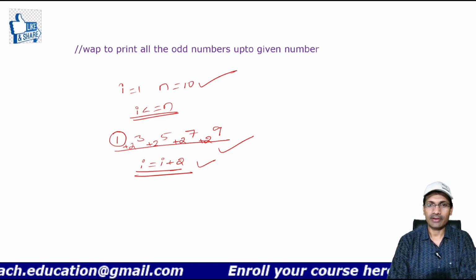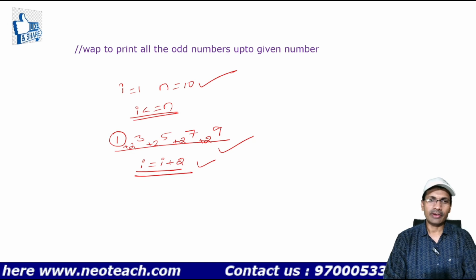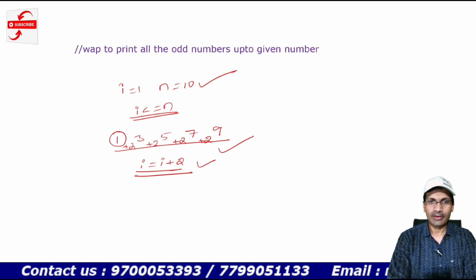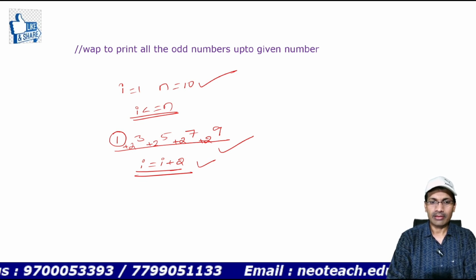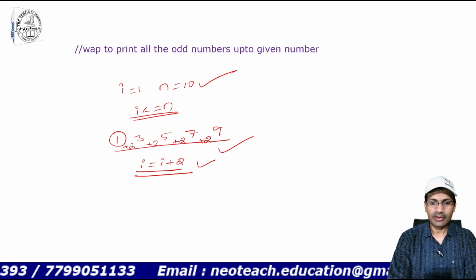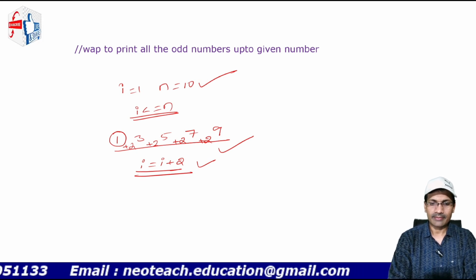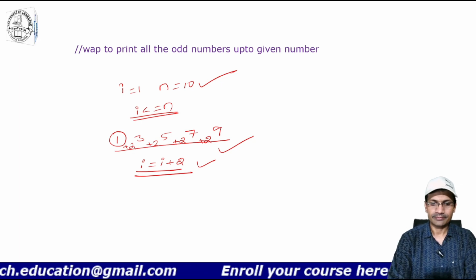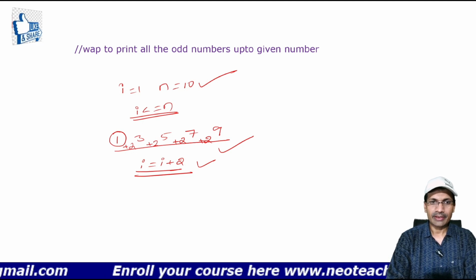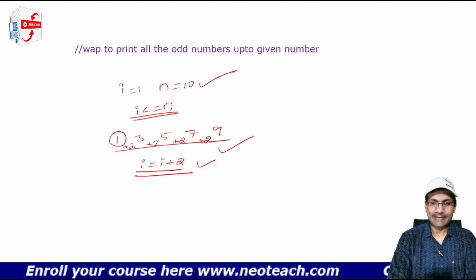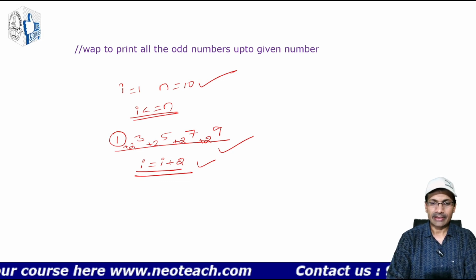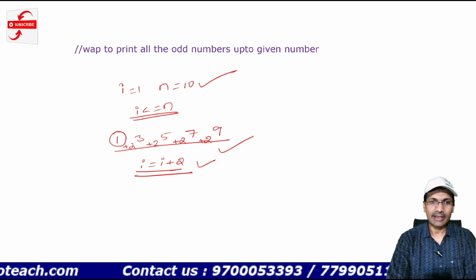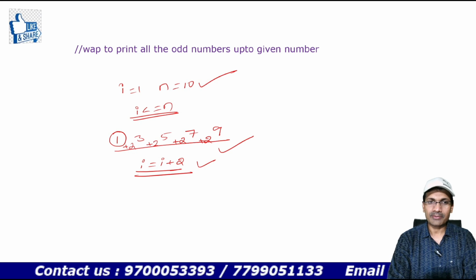Now let's go for executing this program. So let me go to the IDE. So here take a new one. Write a program to print all the odd numbers up to given number. #include stdio.h, and here int main. Inside the main function we write the integer n, the number up to which we are going to print.